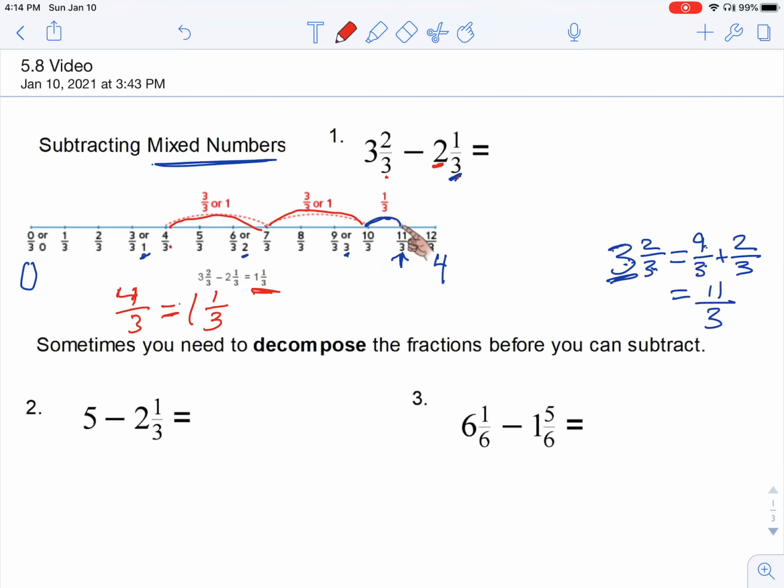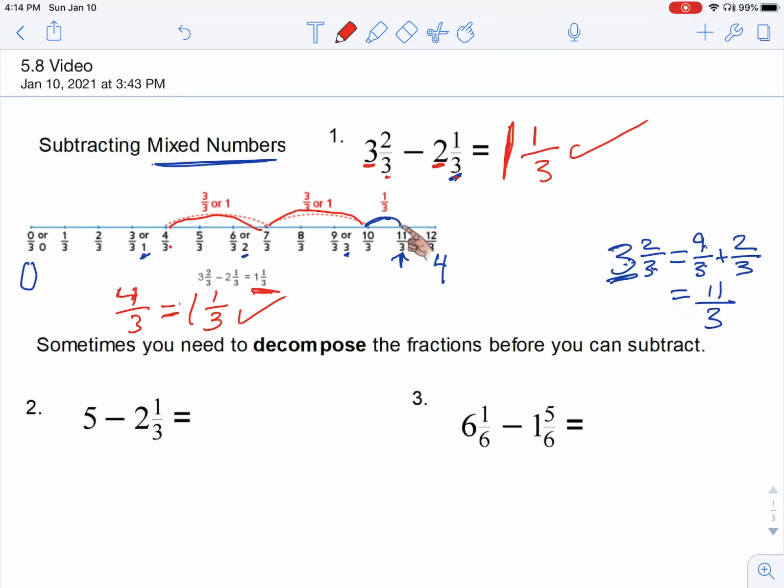This time I'm going to do 2/3 minus 1/3, and that leaves me with 1/3, right? And then I can deal with my wholes. 3 minus 2 leaves me with 1. And we agree, that's the answer that we were hoping to get.